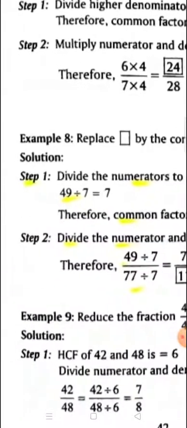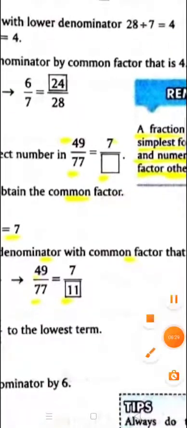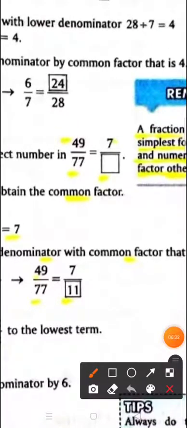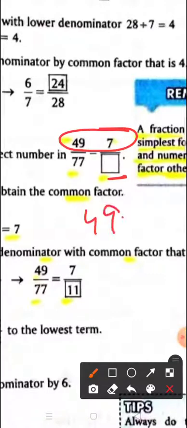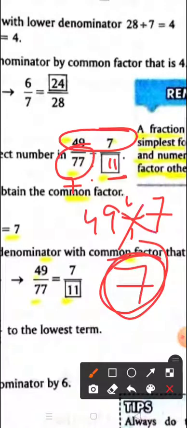See here, I have taken one question. Here see how you have to fill in this box. We have to fill in this box, but this is given. So 49, when you divide by 7, what do you get? 7. This means you have to divide this also by 7. What do you get? 11. So you have to fill in 11 here. Take this and divide by this number. If it is possible to multiply, then multiply here also, and then you will write.